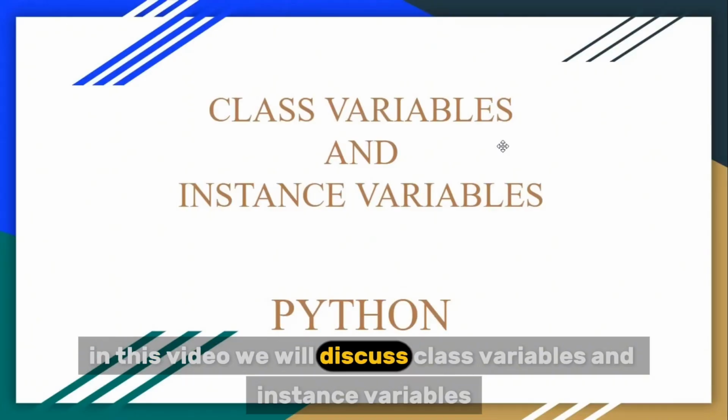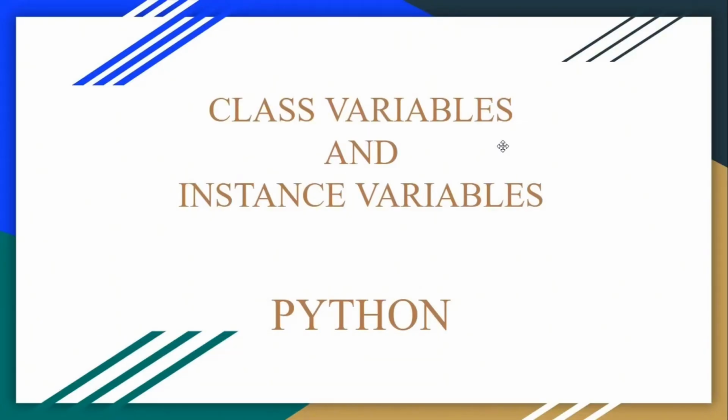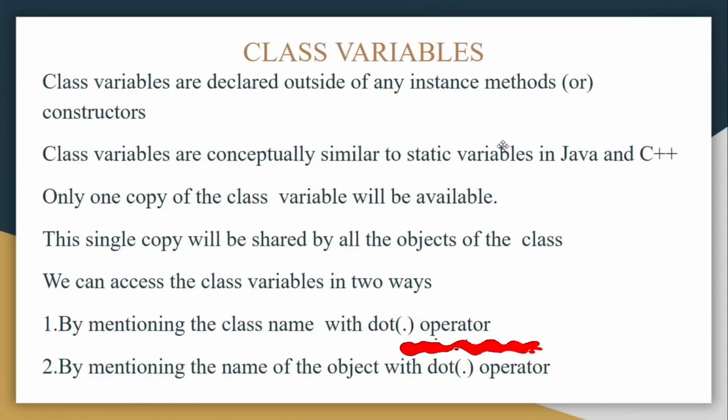In this video, we will discuss class variables and instance variables in Python programming language. Class variables are declared outside of any instance methods or constructors. Because class variables are global in nature, that is, they are working in global context. Class variables are conceptually similar to static variables in Java, C++ and C#. Only one copy of the class variable will be available. This single copy will be shared by all the objects of the same class.